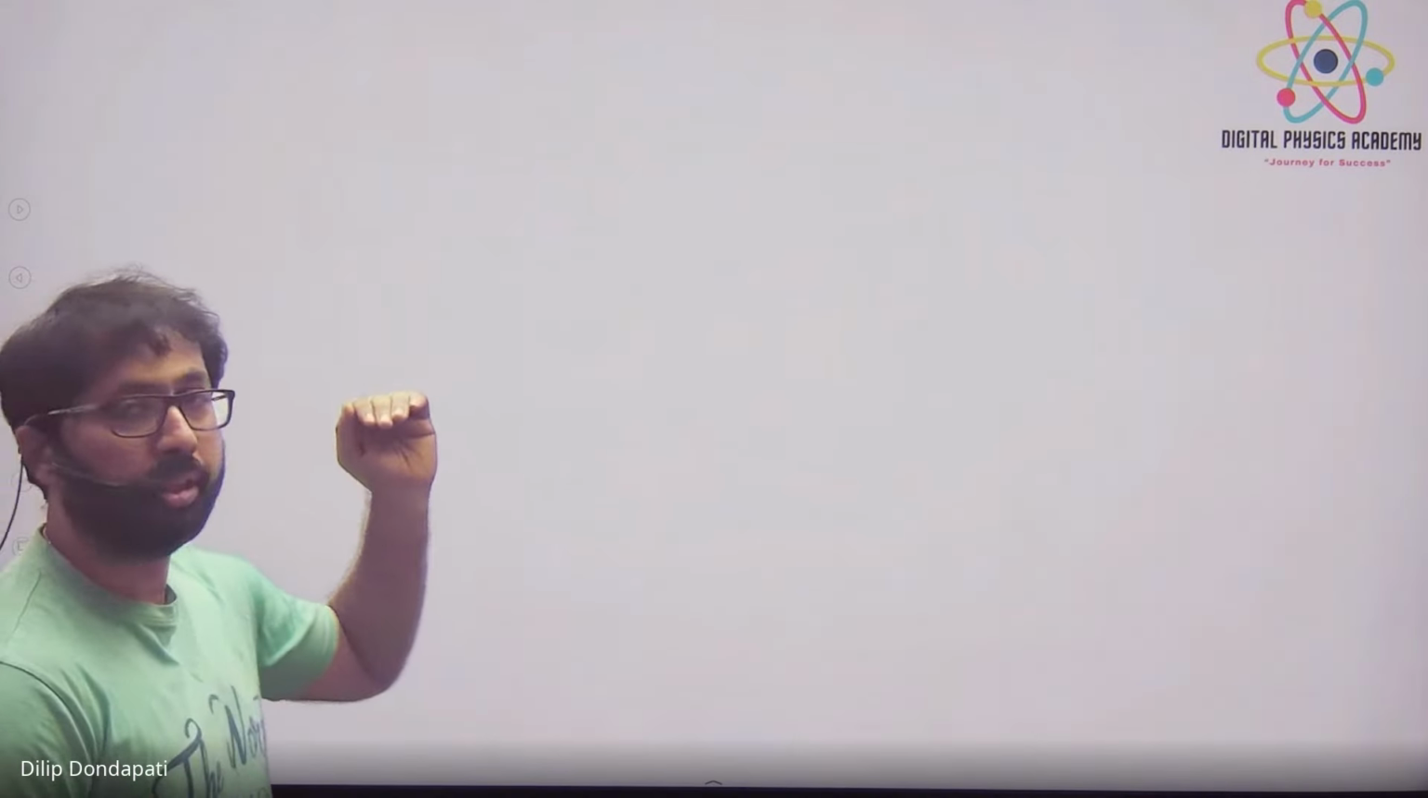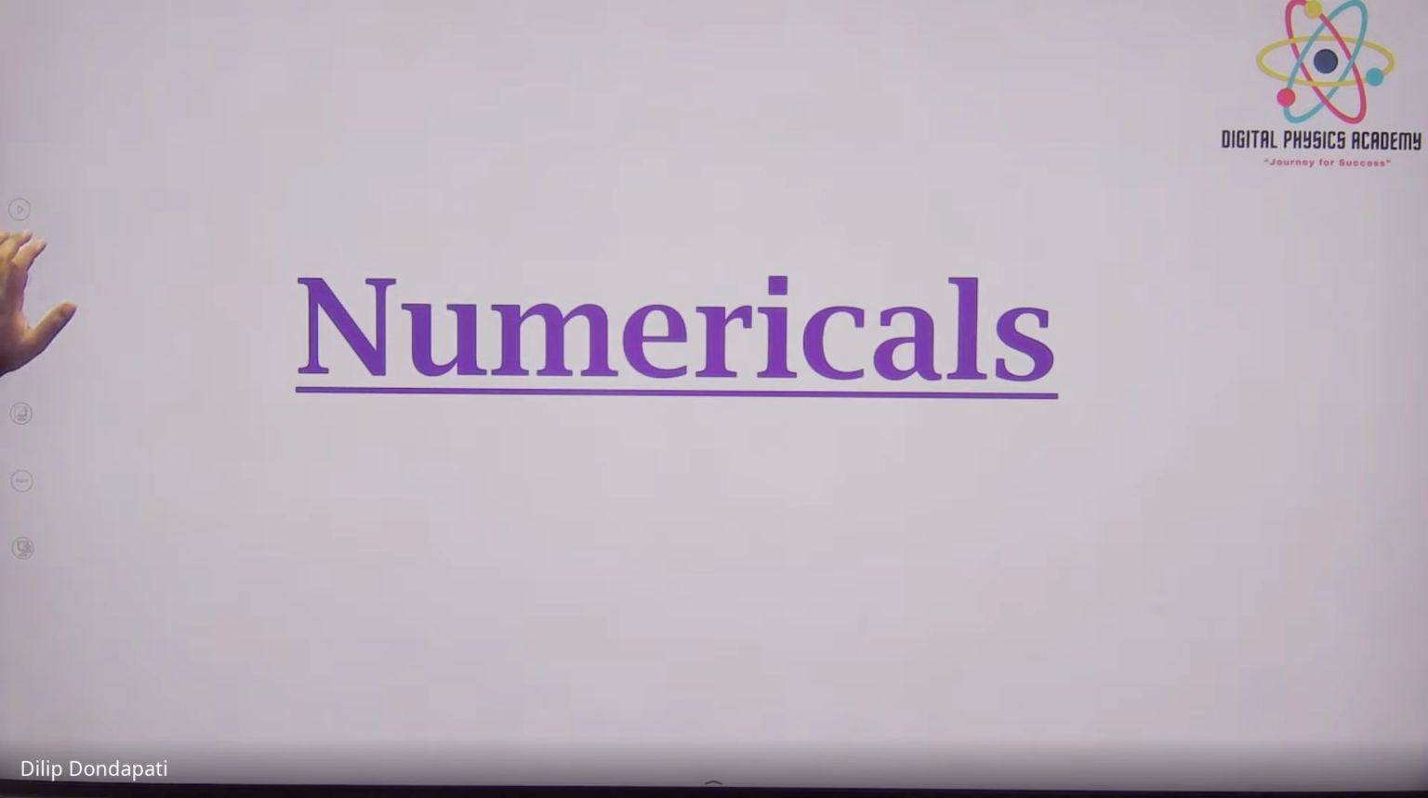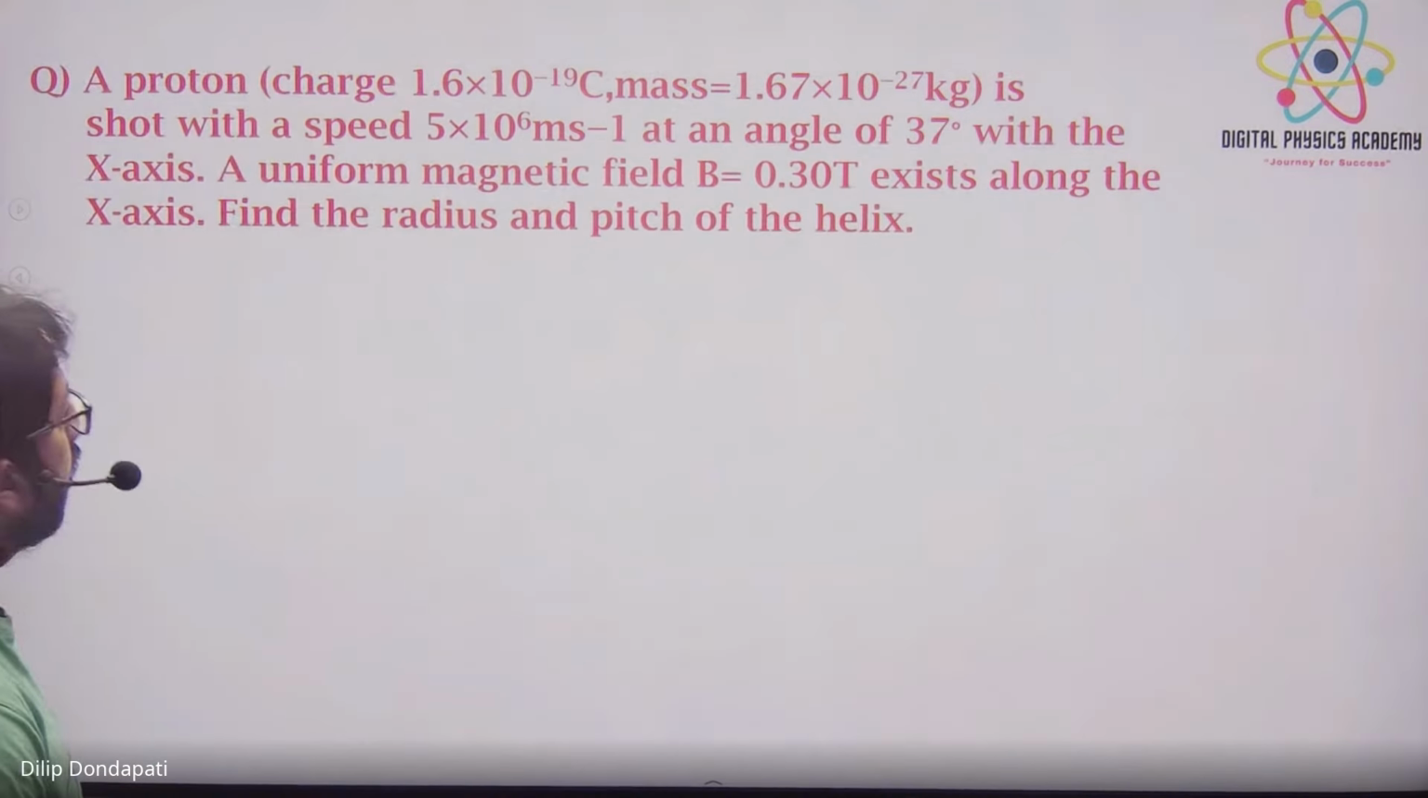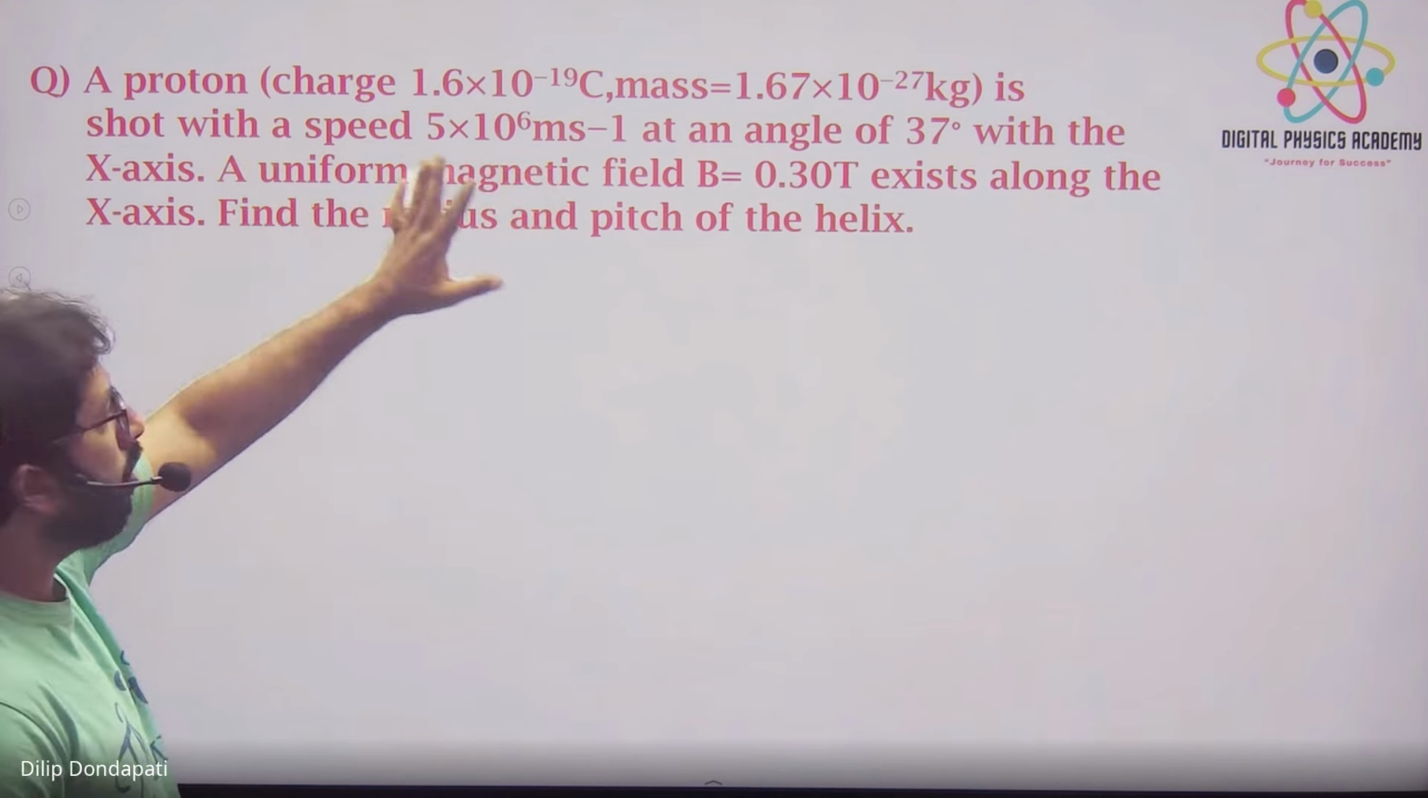Okay. So last time we did case 3, right? Case 3 के base में questions we are doing. Okay, चलो, करो. A proton, charged particle, mass is given also, is shot with a speed this much at a certain angle, 37 degrees with the x-axis. So x-axis से 37 degrees पे मैंने फेंका in a uniform magnetic field.